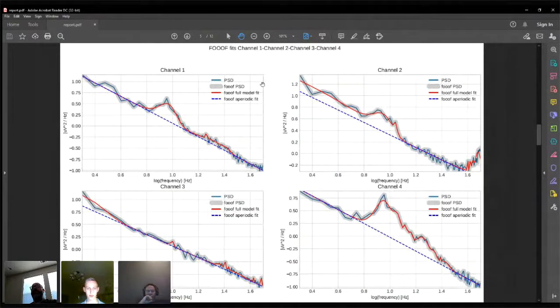And here is what the FOOOF plots look like in log, and these are amazing. The fact that the background fit and the oscillations fit so nicely on the line is a really, really good sign. This channel 4 FOOOF fit is phenomenal, meaning this is a really good isolation of the periodic activity versus the aperiodic stuff in the background.